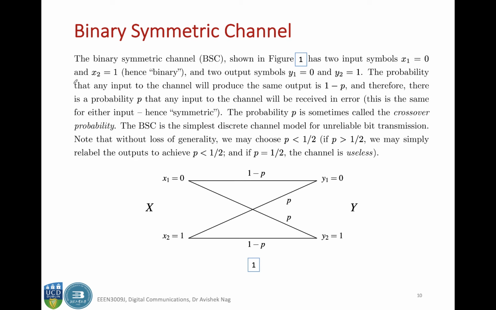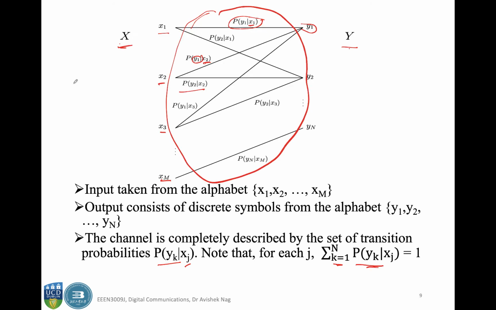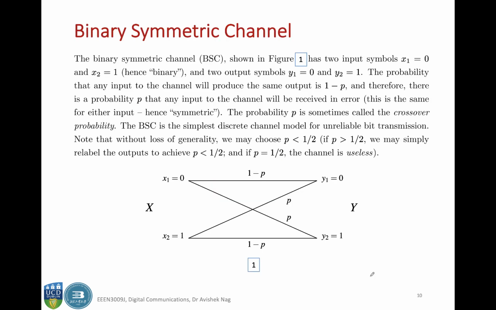And p and 1 minus p, this is a direct effect of the previous relationship that you saw. So basically all the transition probabilities, if you sum them over all values of the output k equal to 1 to n, then that should give you 1. So in the case of the binary symmetric channel, if you sum over all the values, you get p plus 1 minus p, and this gives you 1. So that condition holds.